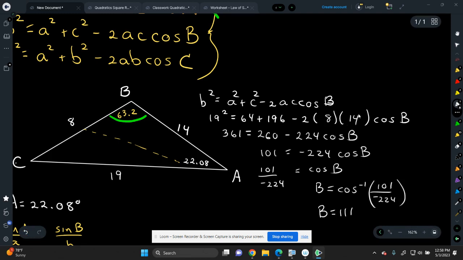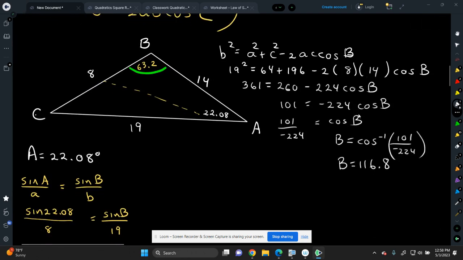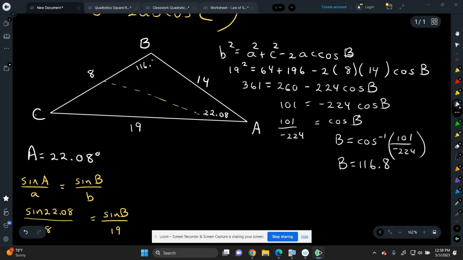I wonder if I made a mistake earlier. We should get the same answers. Okay, let's see. 116.8. Okay, now let's find angle A, right?